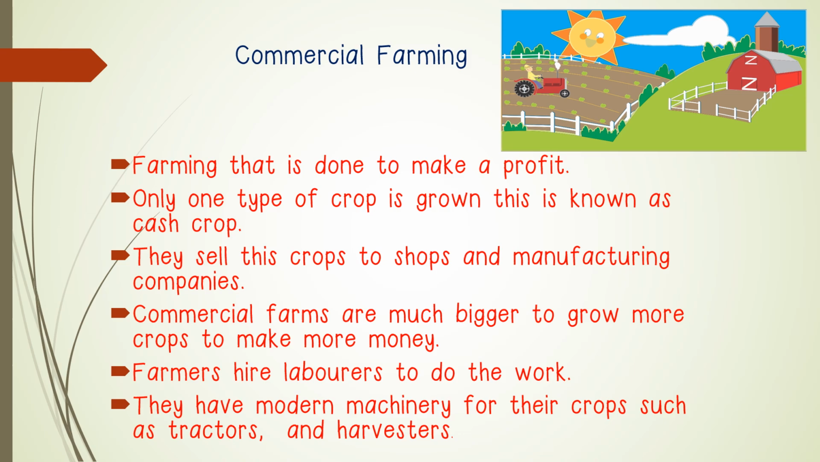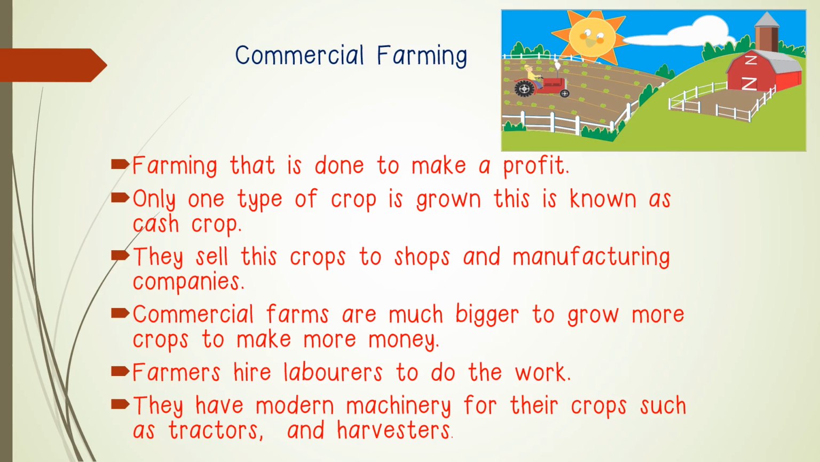Commercial farms are much bigger to grow more crops to make more money. So you have a larger field so that you can grow more crops, and the more crops you get, the more money you will make from your crops. Farmers hire laborers to do the work. So your laborers are the workers on the farm. So you have the head farmer, the person that is in charge, the person that owns the farm, and then they hire other people to work on the farm for them.